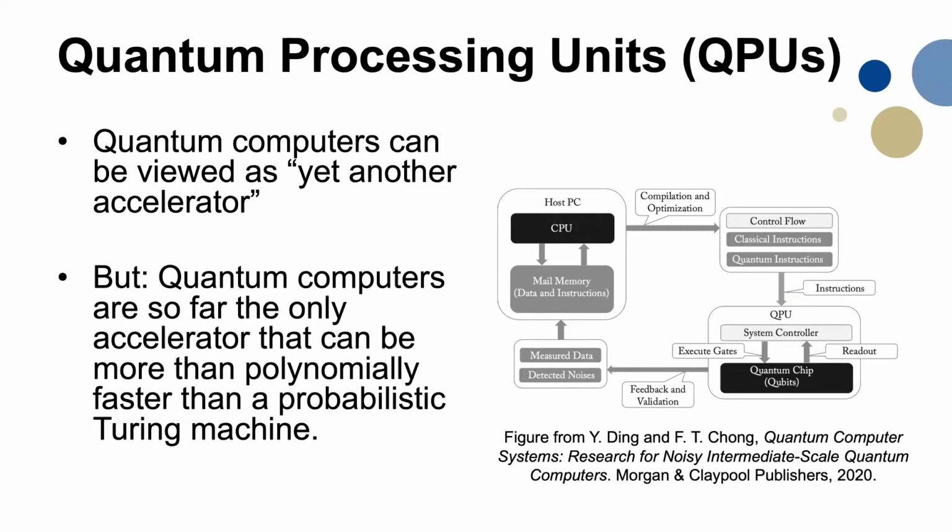On the other hand, quantum computers are definitely not just another accelerator in the sense that they have the potential to be more than polynomially faster than a probabilistic Turing machine. So their performance potential is much greater. So it is fundamentally something different.